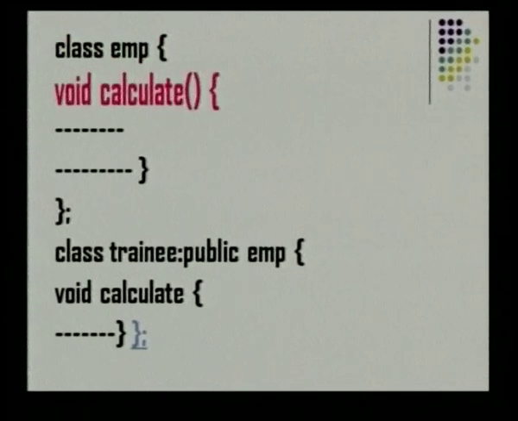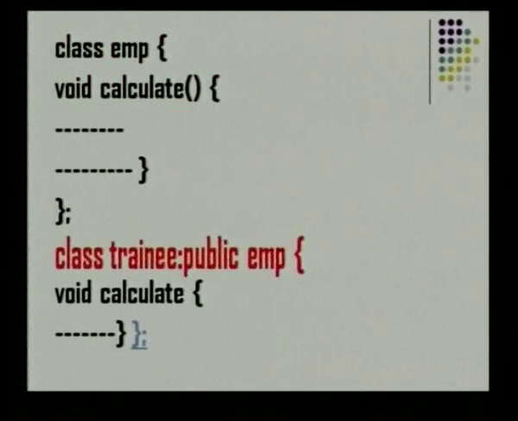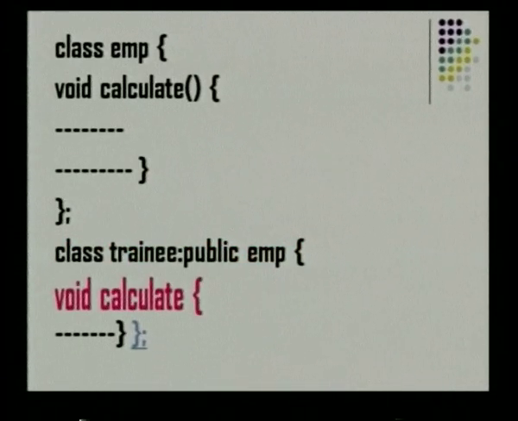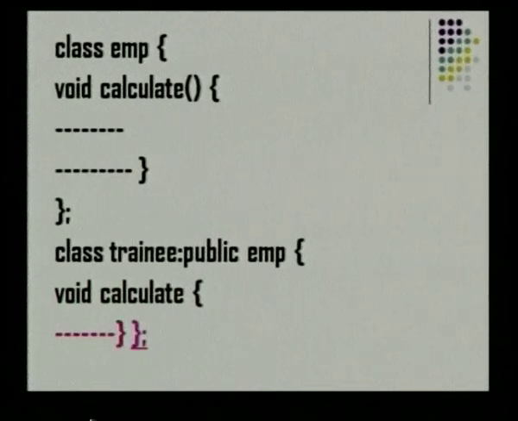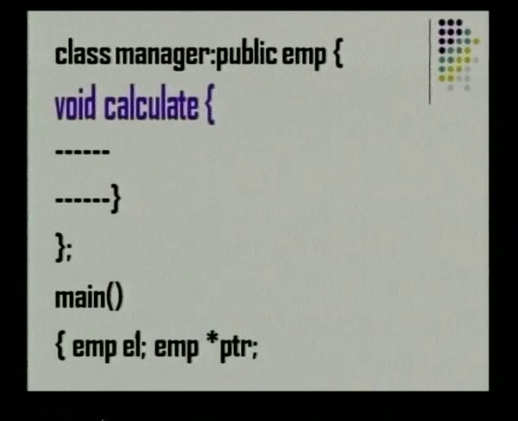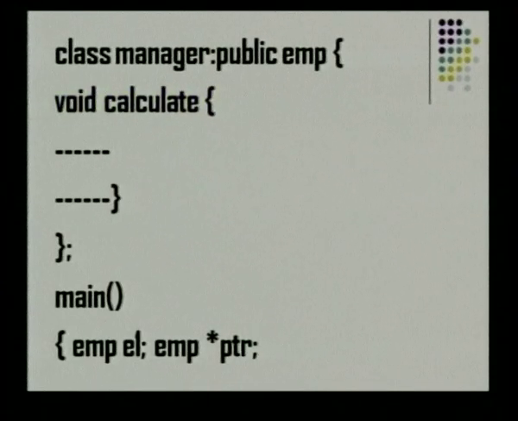Class EMP with a calculate function, you are closing the class. Class trainee, public EMP is nothing but the syntax for inheriting. This is having the same function calculate with its own definition. Then you have class manager, again inheriting from EMP with the same function calculate. So, how does a compiler know, when you create an object, with which class it should call the calculate function. So, that is where dynamic polymorphism comes into picture.